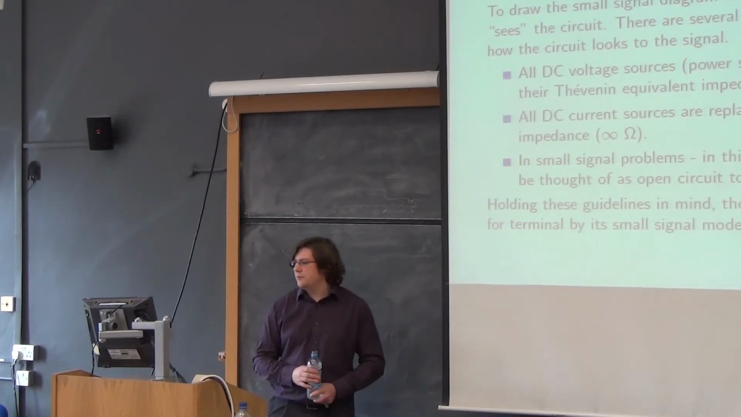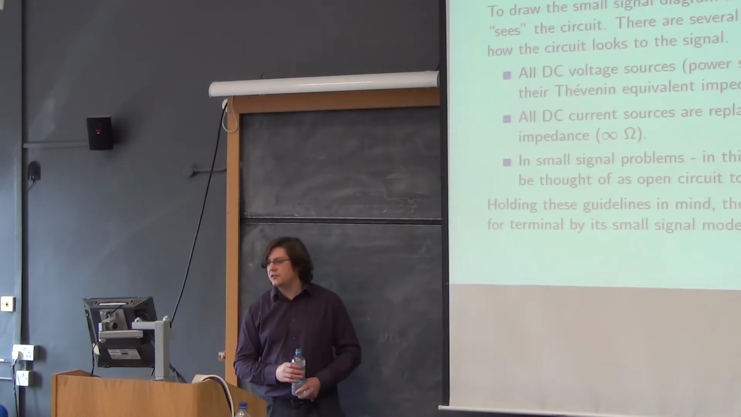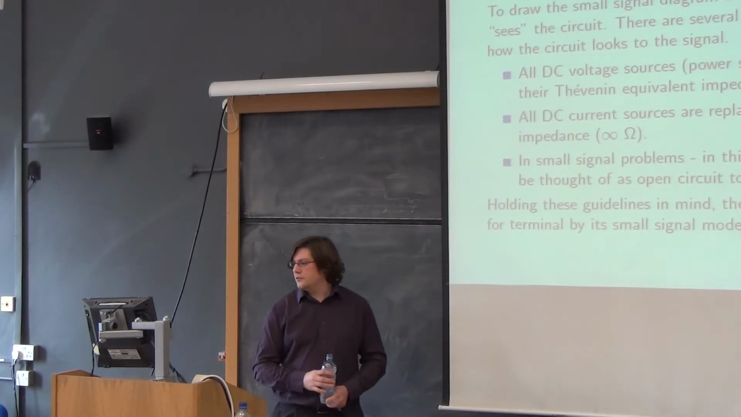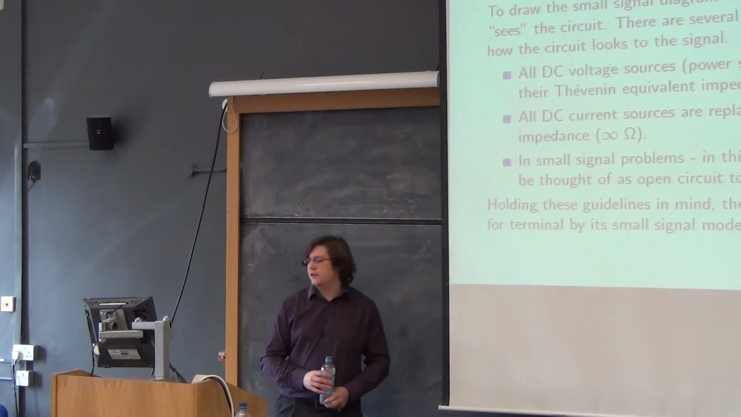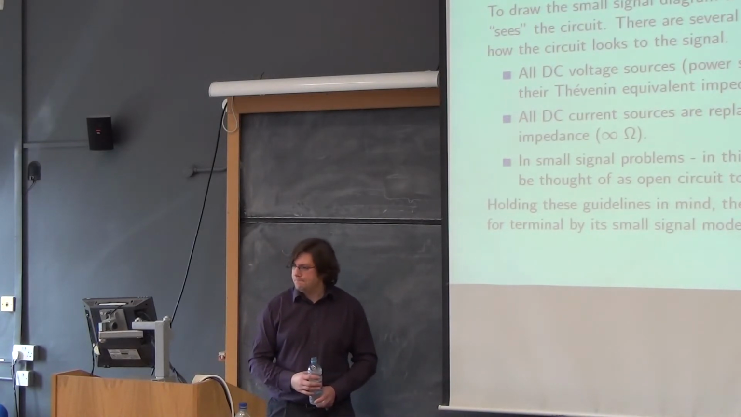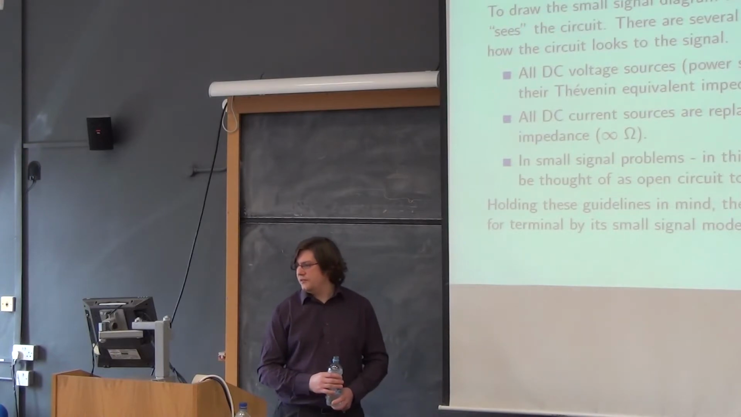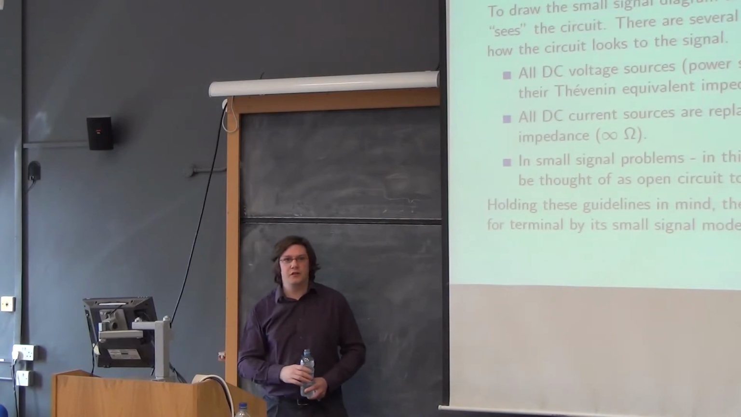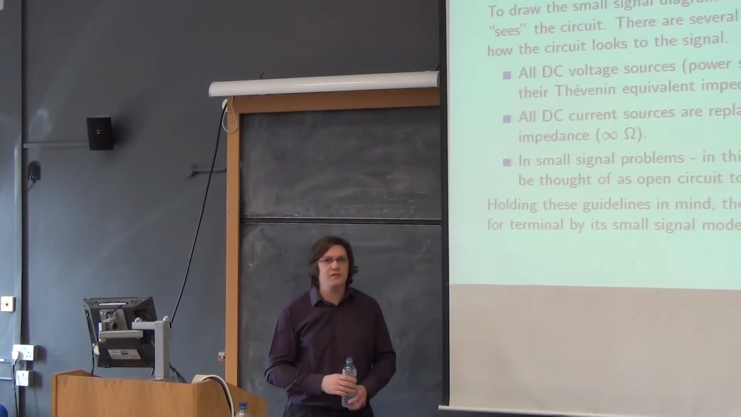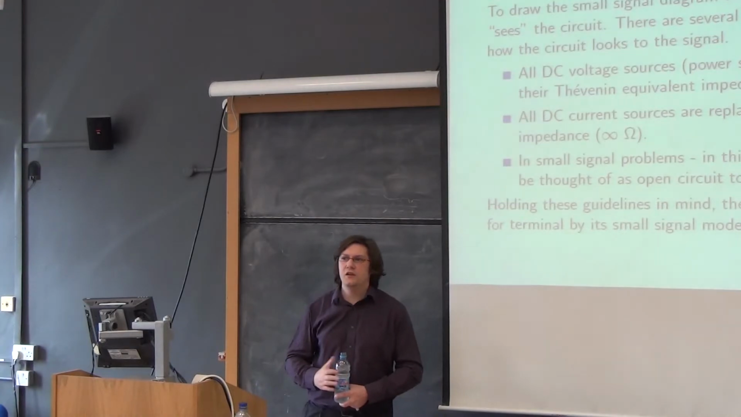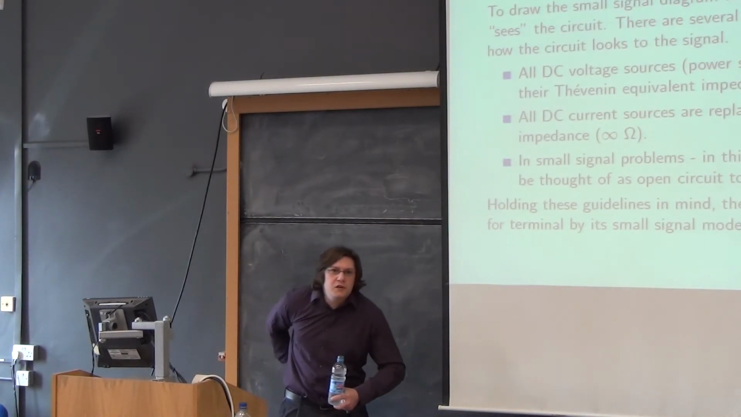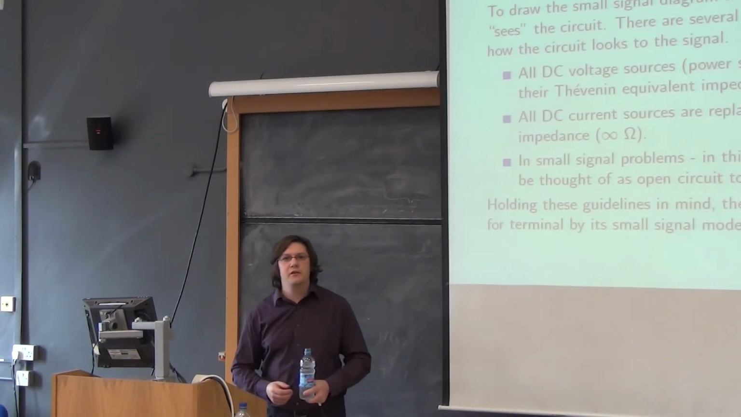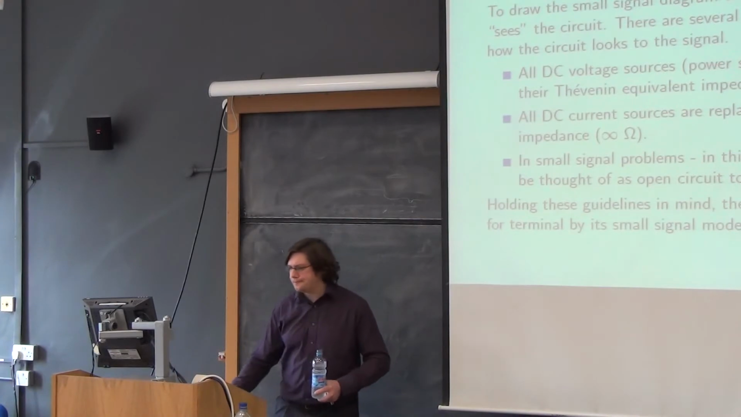All the DC voltages and power supplies and so forth are replaced by their Thevenin equivalent impedance, which is 0 ohms. All the DC current sources are replaced by their Norton equivalent impedance, which is infinite ohms. And in small signal problems, in this course at least, capacitors are treated as if they're open circuits to DC and short circuits to AC. So you don't have to worry about what the impedance of the capacitor will be at 1 kilohertz or 50 hertz or any of that.